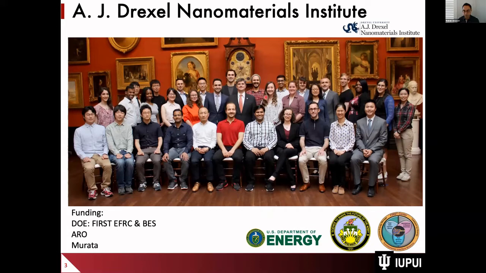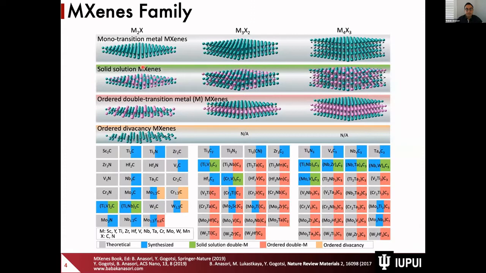And with that, first I would like to start. So this is the MXene table that we have been seeing a couple of times in the past 2 days. This is the most updated version, where we have different types of MXenes, and the blue ones are the synthesized ones. My talk will be focused only on these, where we have two different transition metals, as we call them double transition metal MXenes.